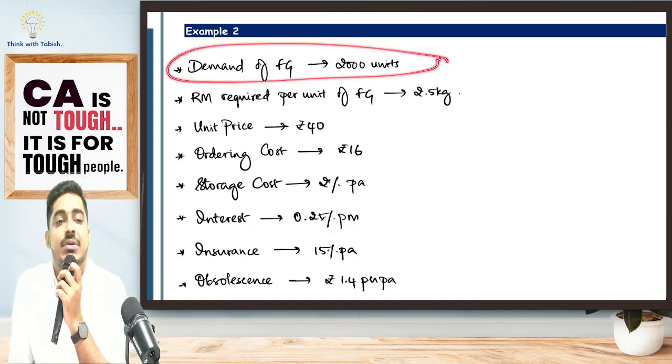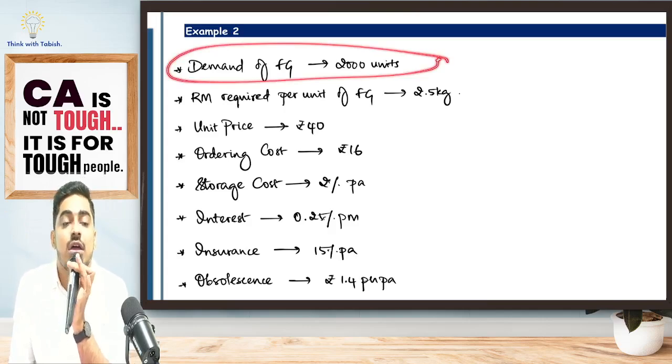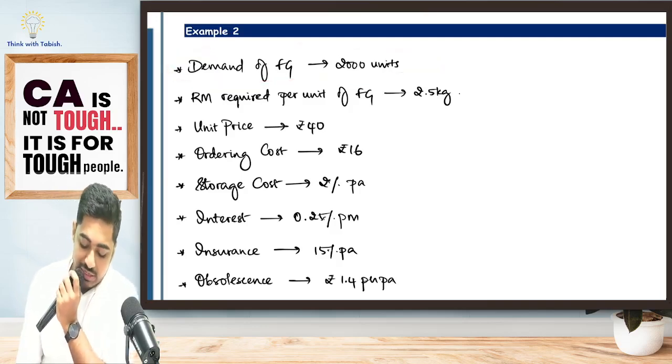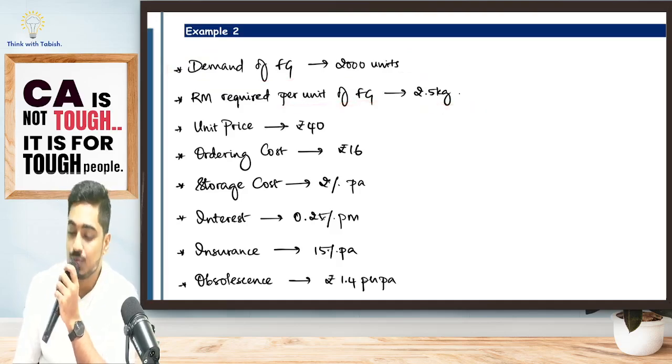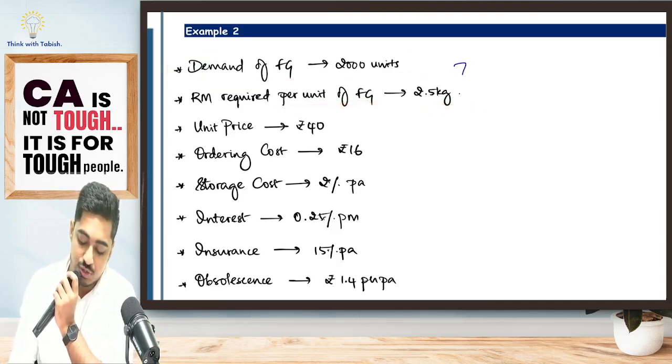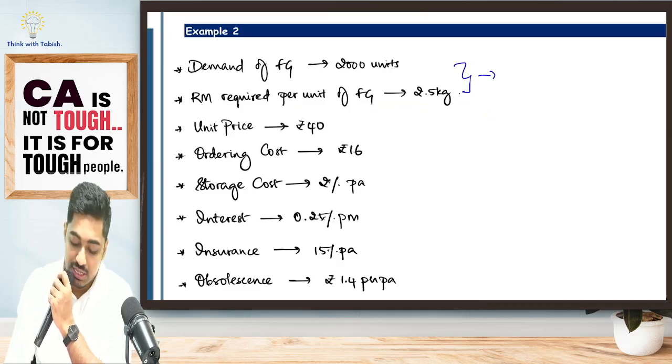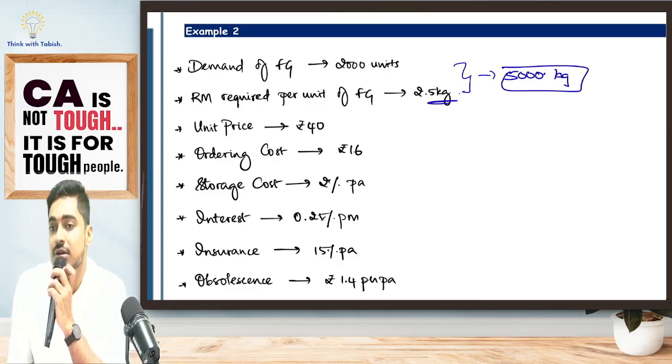2,000. But tell me, am I bothered about how much finished goods I want? What I want here is how much raw material I want. Raw material required per unit of finished goods is 2.5 kg. That means for every finished good, I want 2.5 kg. For 2000 units, how much would I want altogether? 5000 kg will be my raw material annual demand.